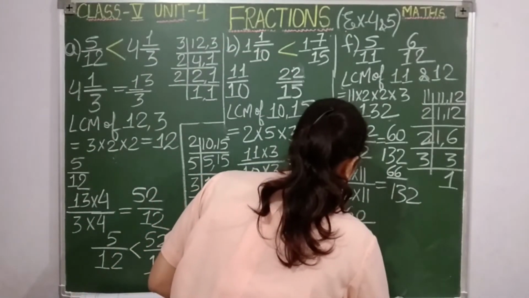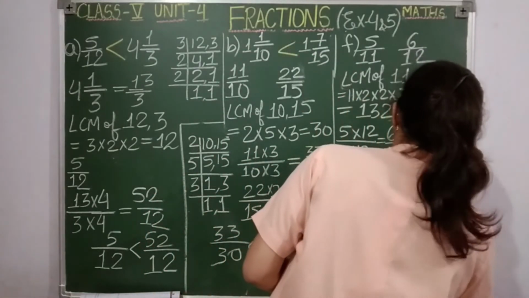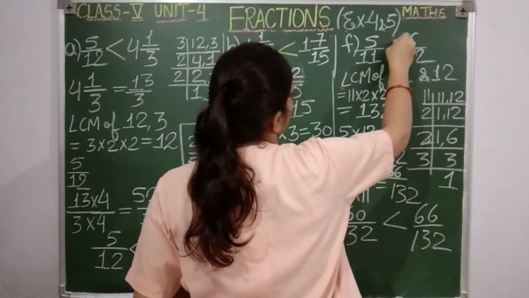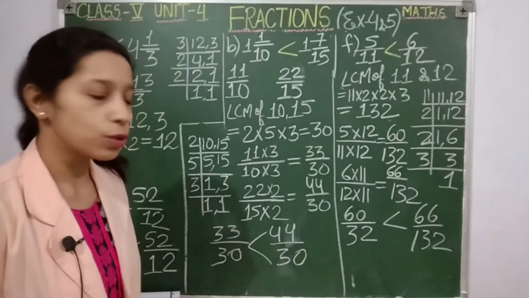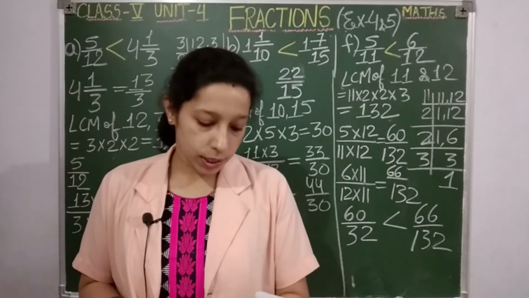So 60 by 132, then 66 by 132. Complete the fill up. This one will be greater. Okay students, so like this we compare unlike fractions. Now we are going to see question number 2.